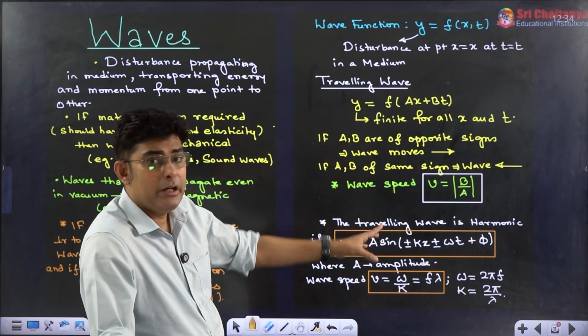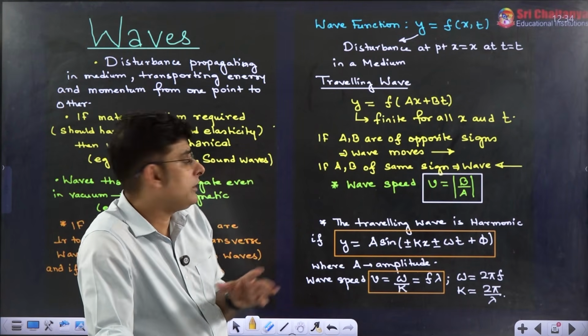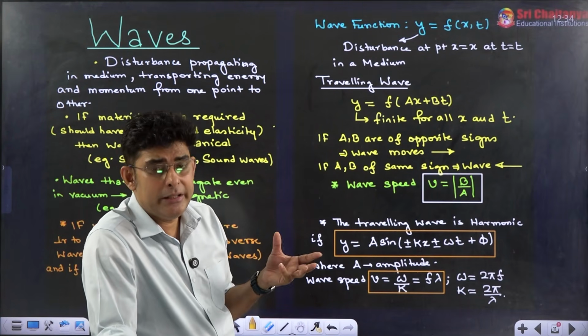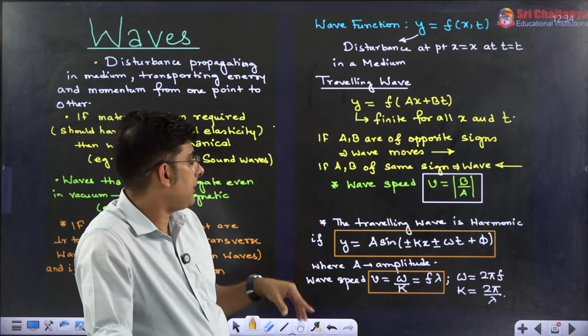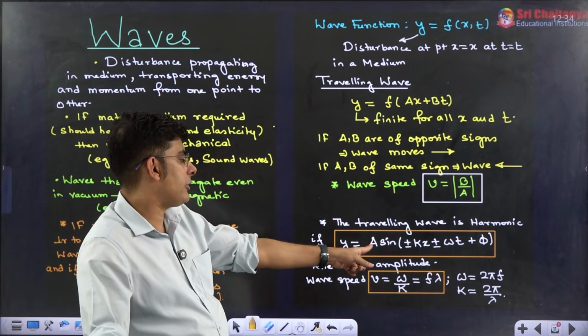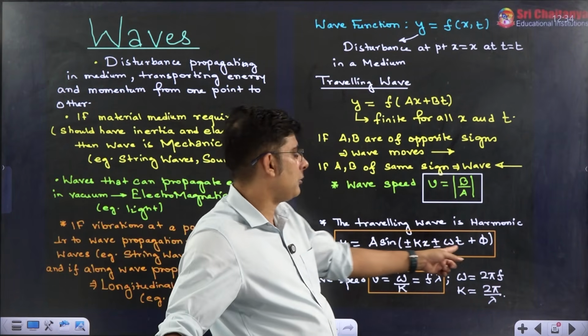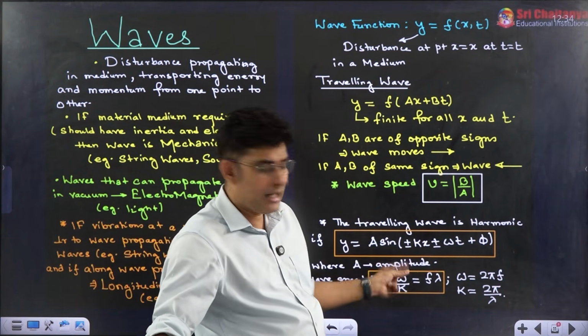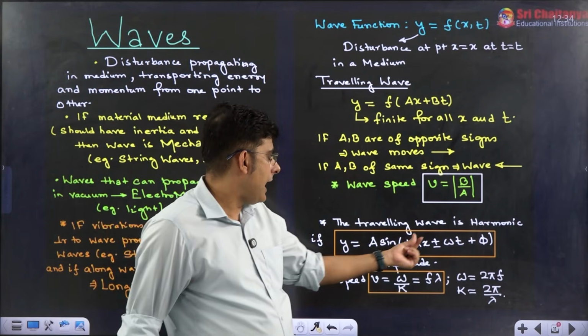The traveling wave, if it is a harmonic wave, now if you have a mechanical harmonic wave, it means the particles of the medium will perform vibration. Which type of vibration? SHM. So they perform SHM. In such a case, the equation will be just like that of SHM. The wave function will be y equals A sin(kx plus or minus omega t plus phi). I have written both the values, plus minus. So this is the form.